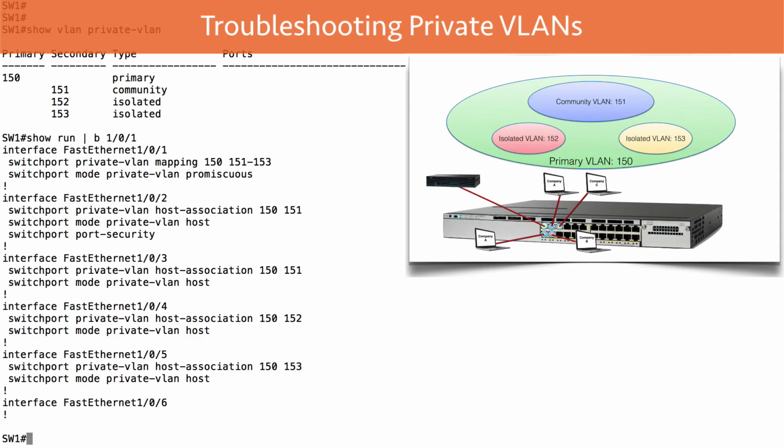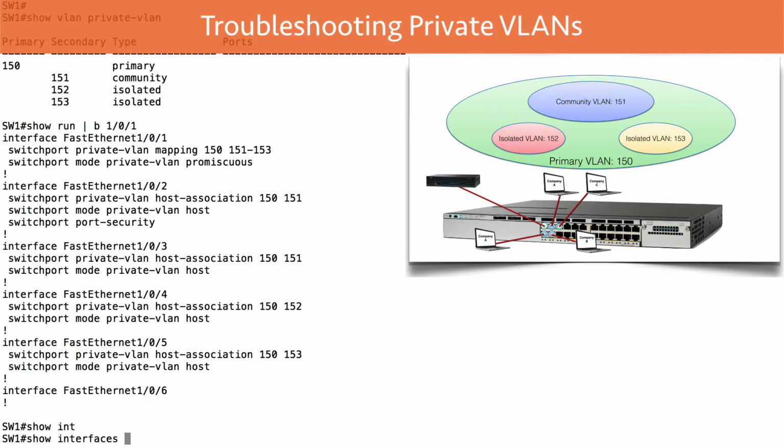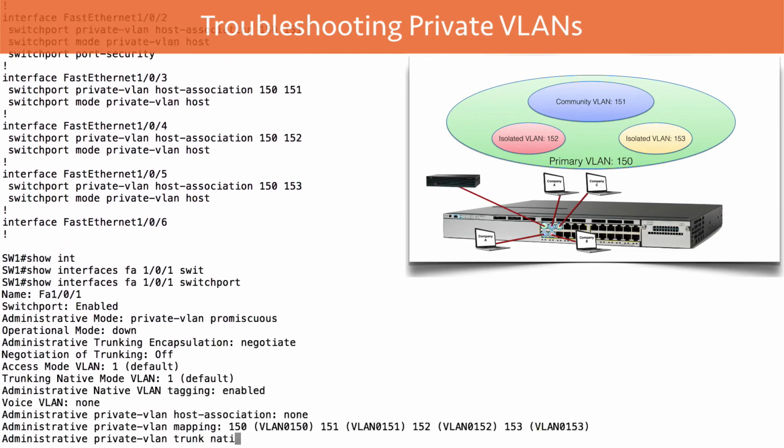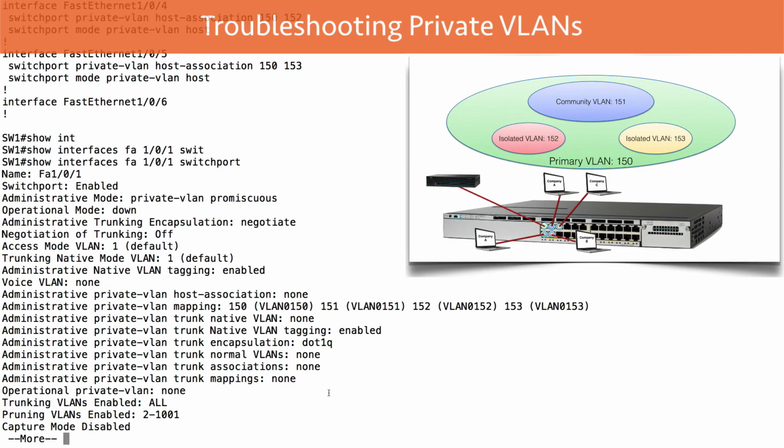And here's another command we might use to get this type of information. We can say show interfaces, give an interface identifier. I'll say FastEthernet 1/0/1, and then give the keyword of switchport. And this is our promiscuous port, it can tell us that our administrative mode is private VLAN promiscuous right now. And notice the private VLAN mapping. We see our primary VLAN and then all these subdomains, all of these secondary VLANs. And this port, because it's a promiscuous port, it can communicate with all of those VLANs.